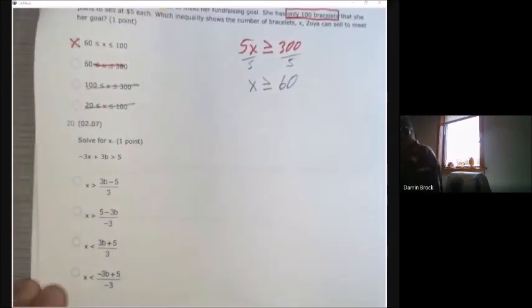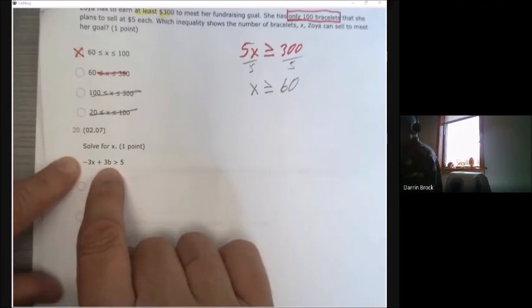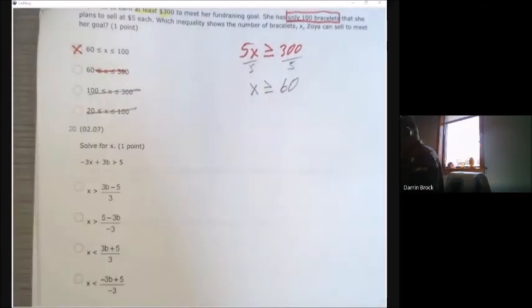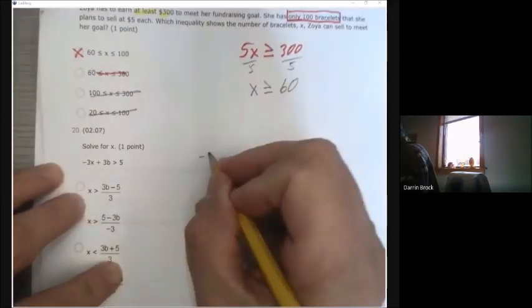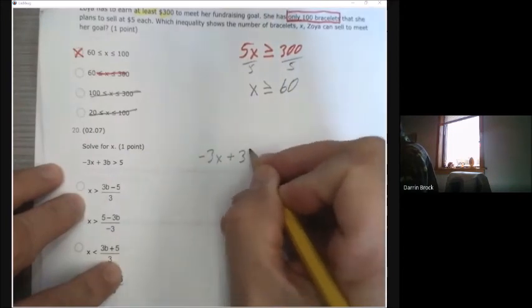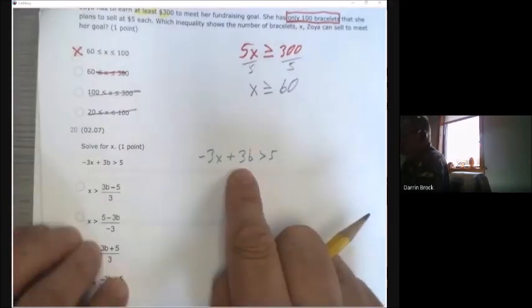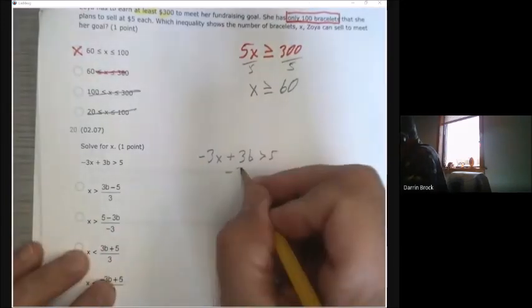Okay, solve for X. And we have negative 3X plus 3B is greater than 5. So we solve for X. That just means get X by itself. Anything that's not an X has to go away. So the first thing we see is a plus 3B. So we're going to subtract that because there's no X.